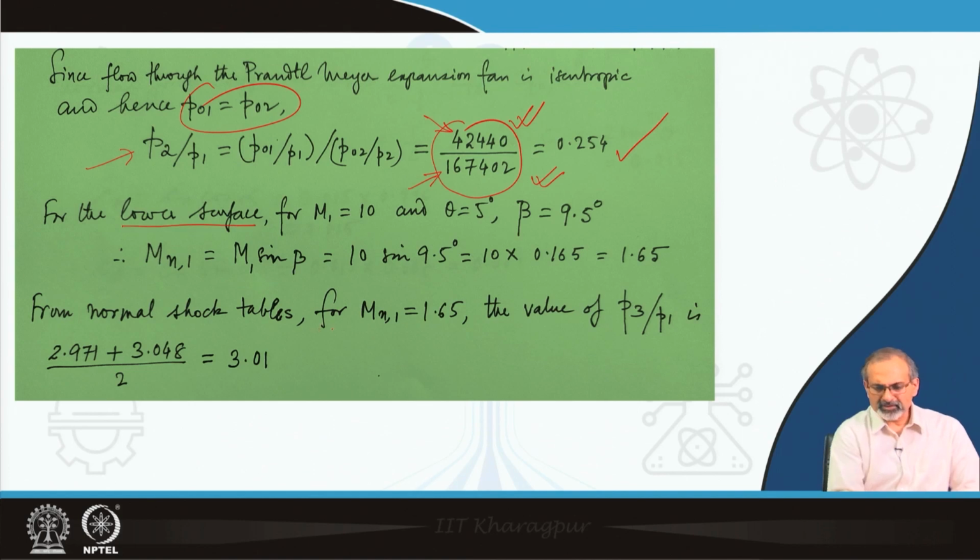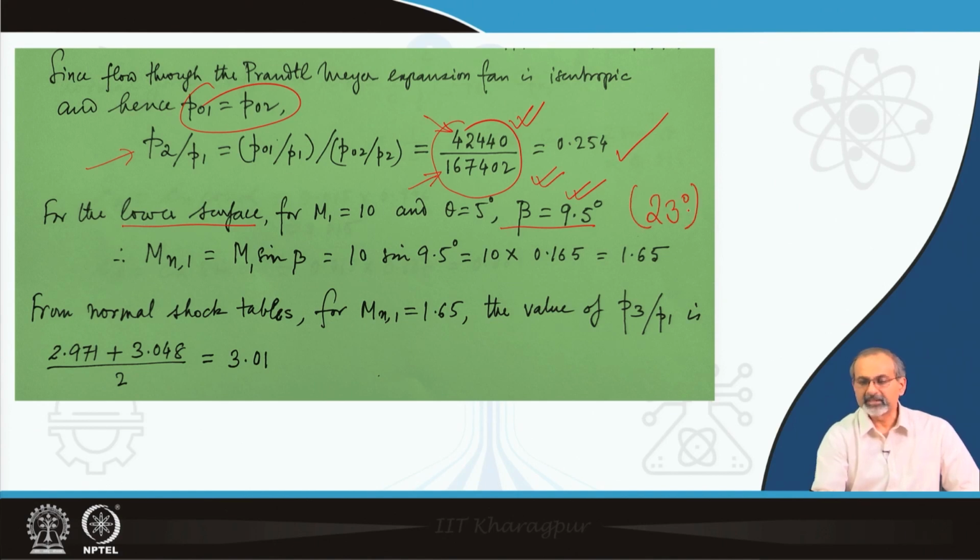For the lower surface, again you carry out the calculations of the oblique shock. You first find out the wave angle. You notice that the wave angle has become much lower. In the earlier case, it was 23 degrees, now it has reduced to 9.5 degrees, which means that the shock is getting very close to the body, and which also means that the Newtonian flow model is fitting in better into this kind of a flow field.